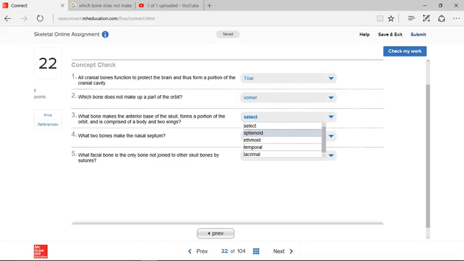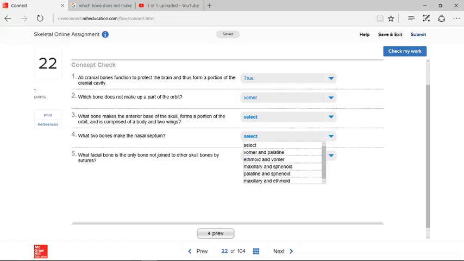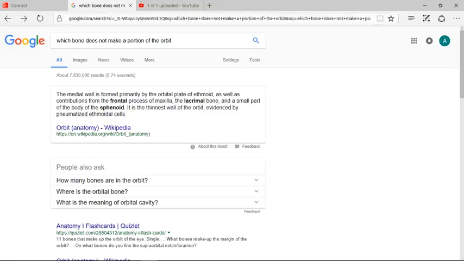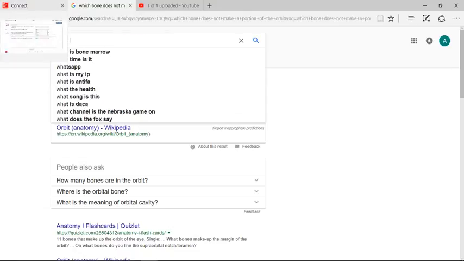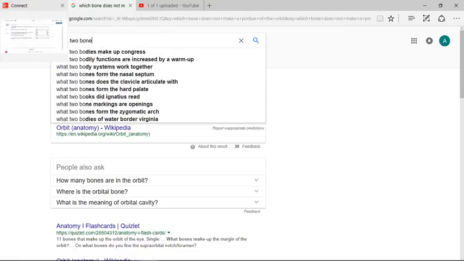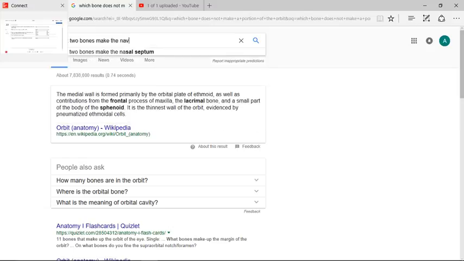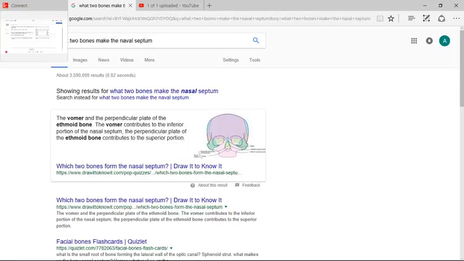Alright. What two bones make the nasal septum? The vomer. Yep. Let's just double check. I know, we're leading up to the big one, here we go, nasal septum. Bam. So we got the vomer and the ethmoid. Alright, so the vomer contributes to the inferior portion of the nasal septum.